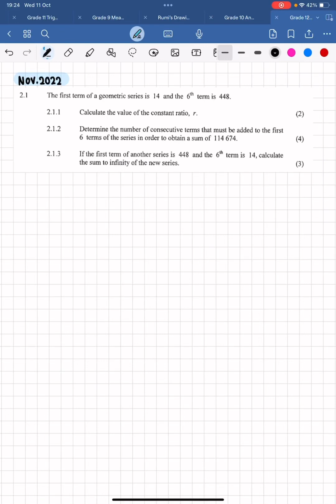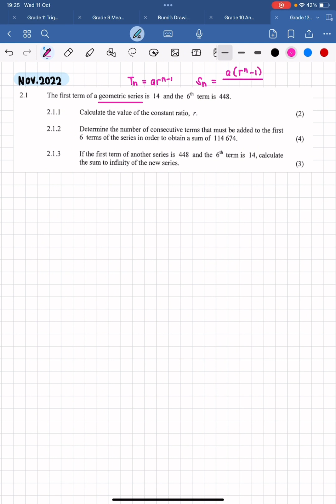Look at the November 2022 question 2.1. This is a sequences and series question, and when we read through this question, we need to recognize that they are telling us that this is a geometric series. Now, if you have a geometric series, you are either going to work with the Tn formula, which is AR to the n minus 1, or you're going to work with one of two formulas. There are actually two forms of this formula that you can work with.